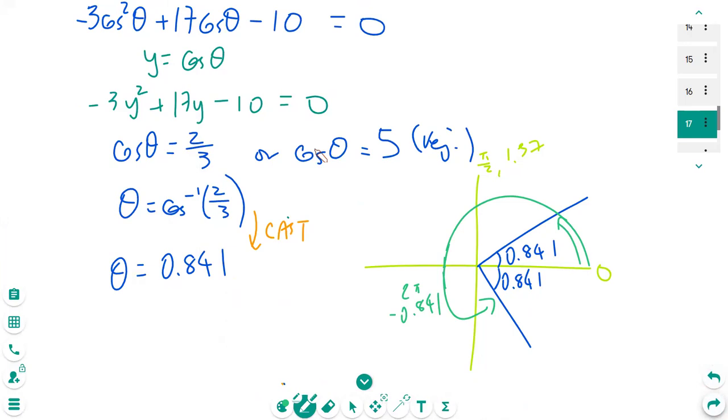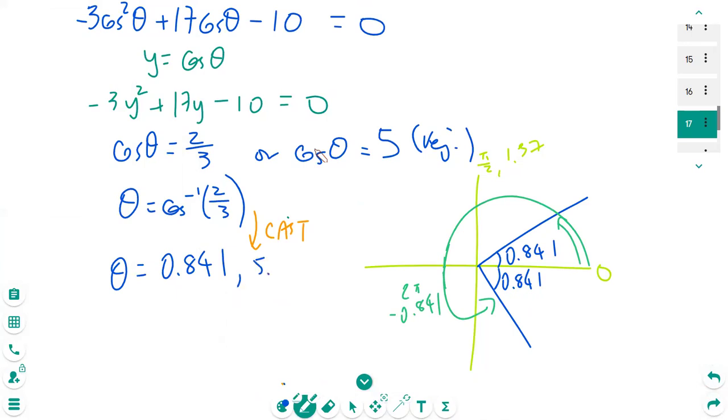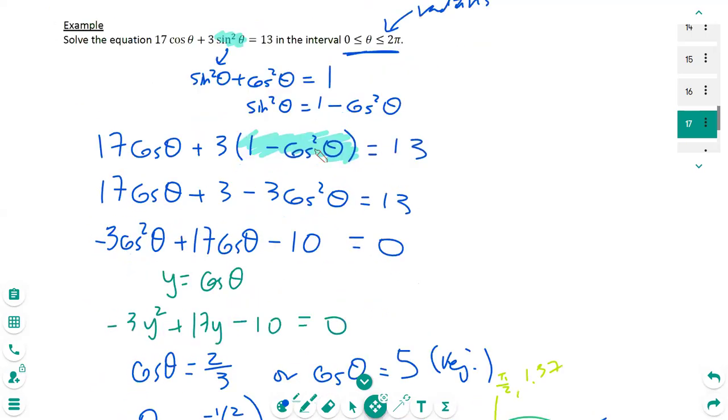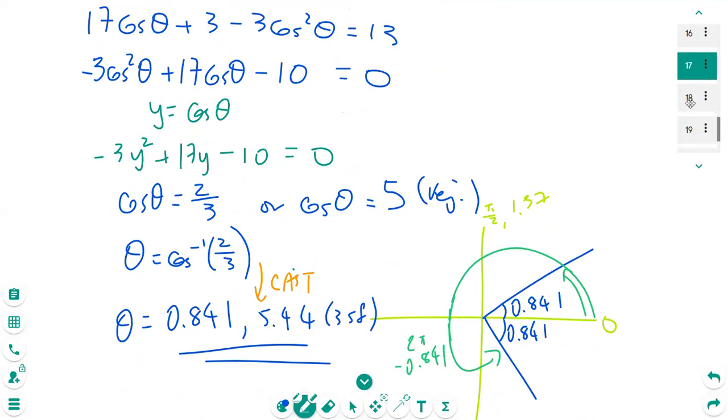0.841 is 5.44. So your answer is not always in terms of pi. For this one, it'll be 5.44. We write in 3 SF. Is that the end of the question? From 0 to 2 pi? Yeah, I believe so. From 0 to 2 pi means there is only one pair of answers. That's it. Usually a question will tell you if they want the exact value or if they want significant figures.